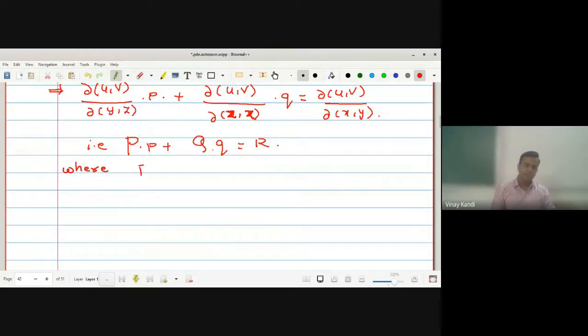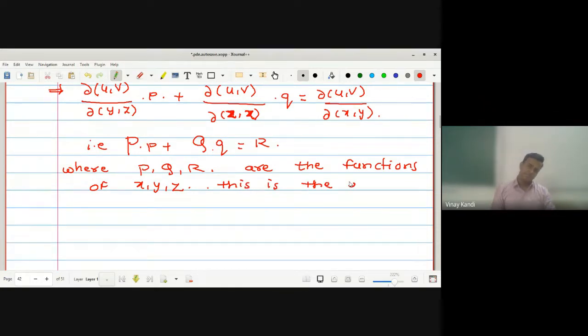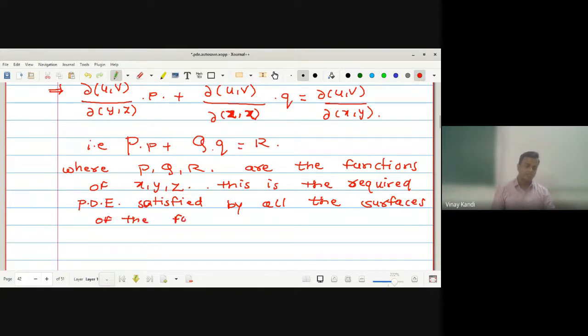Where capital P, capital Q, and capital R are functions of x, y, z, and this is the required partial differential equation satisfied by all the surfaces of the form f of u, v equal to 0, and it is also called, as you have studied in BSc, Lagrange's equation. It is also called Bernoulli's equation.